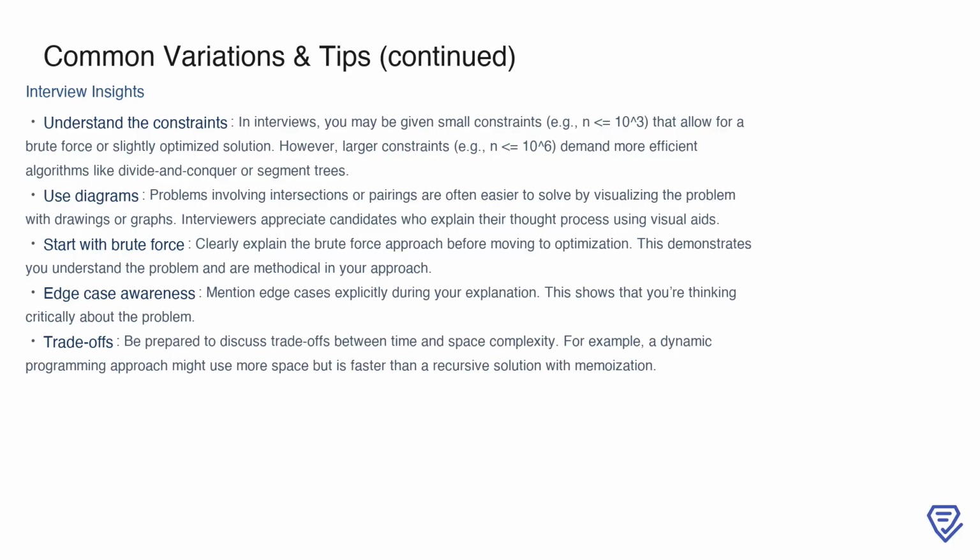It's also a good idea to start with a brute force solution and clearly explain it before moving to optimizations. This demonstrates that you understand the problem thoroughly and approach it methodically. Don't forget to address edge cases explicitly during your explanation, as this shows critical thinking. Finally, be prepared to discuss trade-offs between time and space complexity. For instance, a dynamic programming solution might use more memory than a recursive approach with memoization, but it can be significantly faster. Showing you're aware of these trade-offs demonstrates maturity in problem solving.